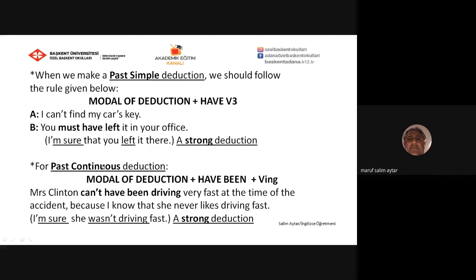And for past continuous deduction, after the modal, this time we have to use have been plus verb-ing. Let's have a look at the example given here. Mrs. Clinton can't have been driving very fast at the time of the accident because I know that she never likes driving fast. So I'm sure she wasn't driving fast. It is a strong deduction and past continuous.